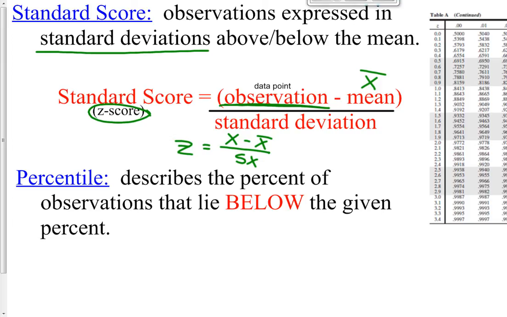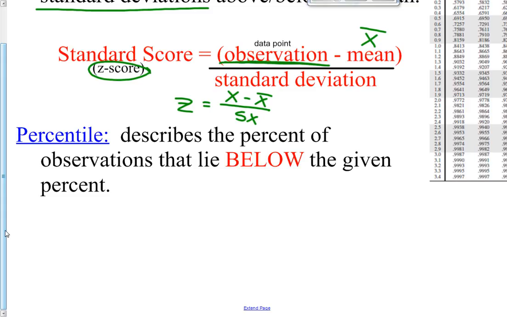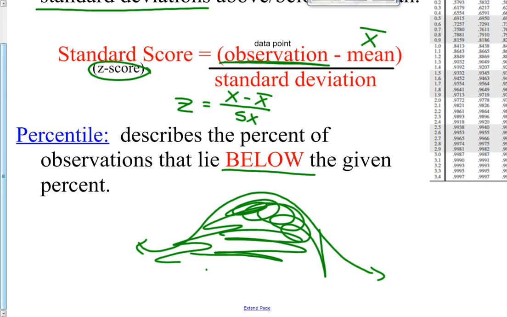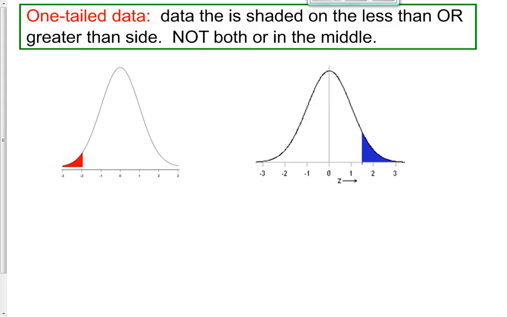That's normal. A percentile describes the percent of observations that lie below the given value. So if you're in the 85th percentile for height or something like that, 85th percentile is something like right here, and you're taller than 85% of other people. So it's always below. It's always the percent that lies below, to the left of. Okay? So just so you're aware, that's what a percentile means.